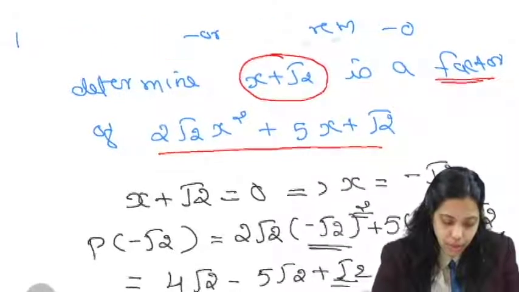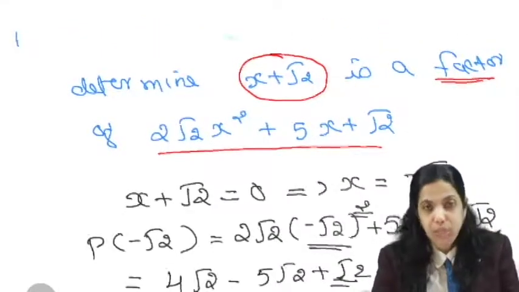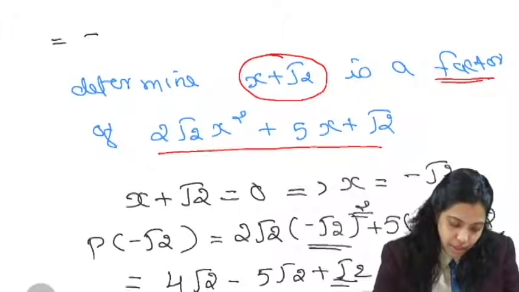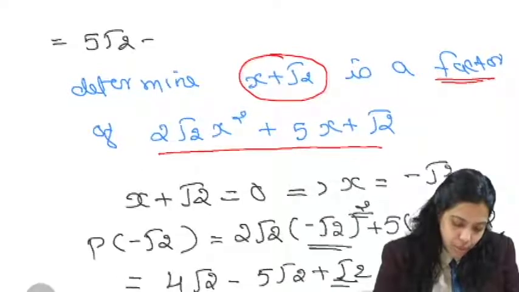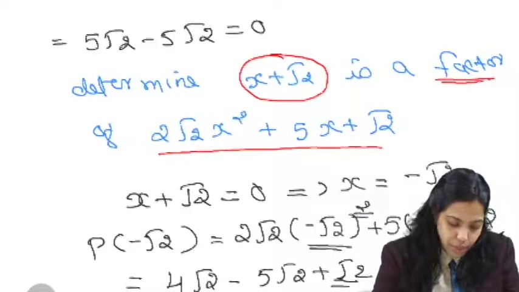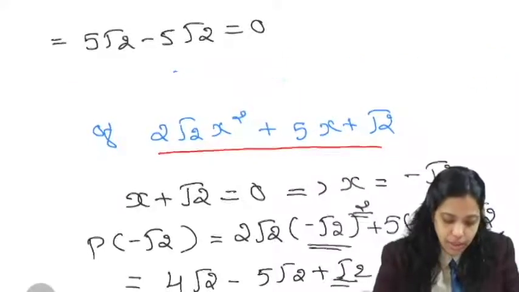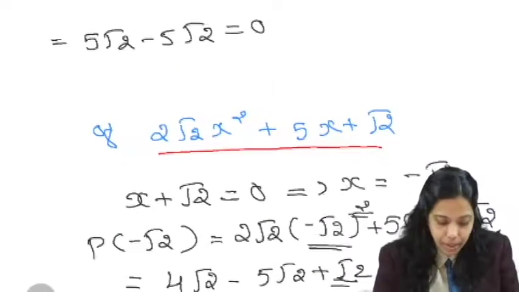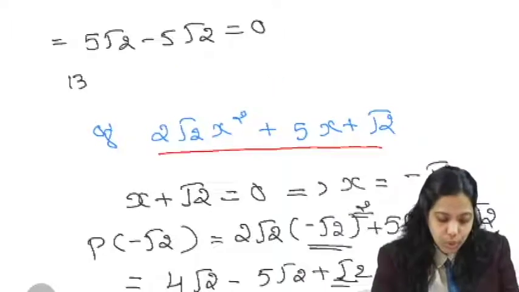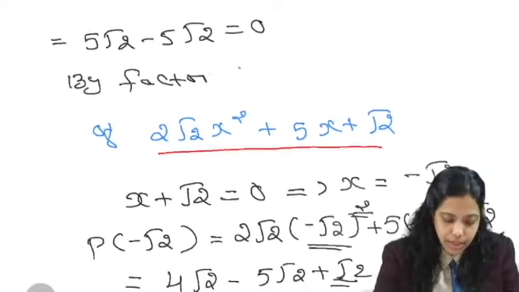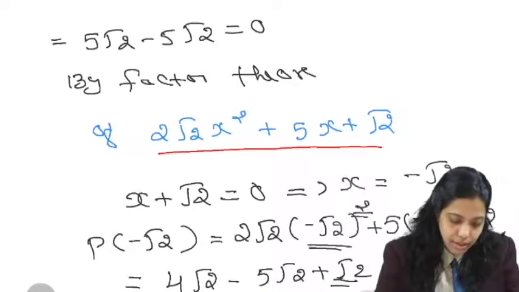So if you combine 4 root 2 plus root 2, it is 5 root 2. So we can say that here it is 5 root 2 minus 5 root 2, which is equal to 0. Since we got a remainder as 0, by factor theorem, we can say that x plus root 2 is a factor. So by factor theorem, we could say that x plus root 2 is a factor.